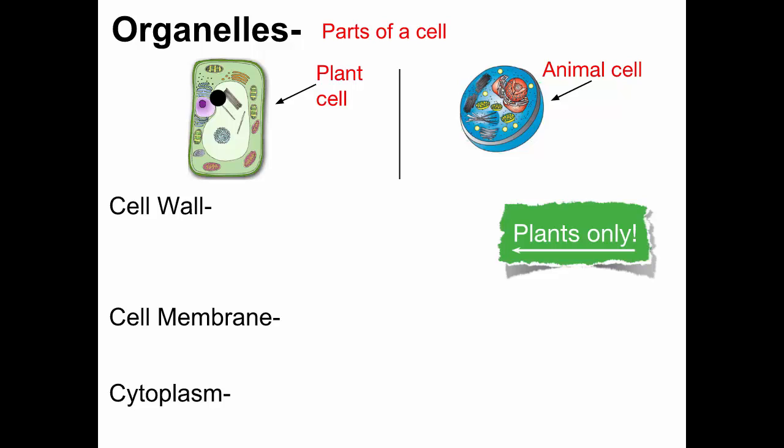Now I say we're simplifying because it also is found in fungi and bacteria, but for our purposes we're saying it's found in plant cells only. And it's the cell wall. The cell wall is the outermost layer of a plant cell. And it's made of a material called cellulose.